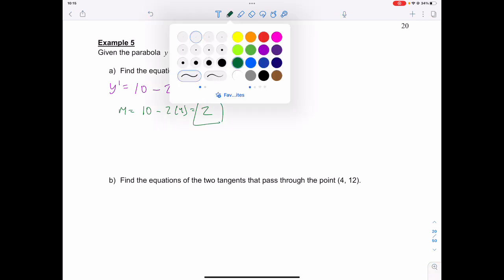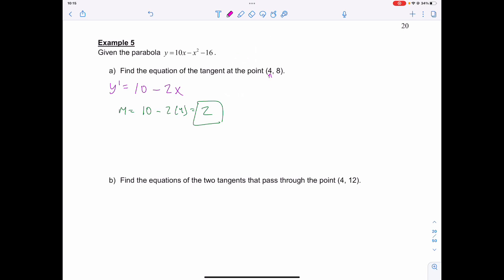And then I can do my equation. Y minus 8 is equal to 2 bracket x minus 4, or y minus 8 is equal to 2x minus 8. And when I add 8 to both sides, I get y is equal to 2x, or in general form, 2x minus y is equal to 0.